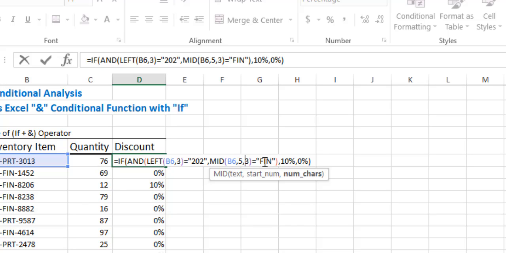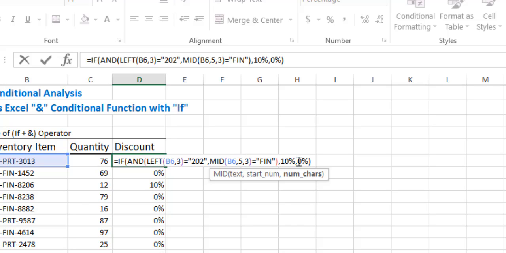FIN, comma 10%, comma 0%, and then if the two conditions are true, then we want to give a 10% discount. If the two conditions are not true, they are false, or any one of the two is false, then we don't want to give a discount, then 0% discount.